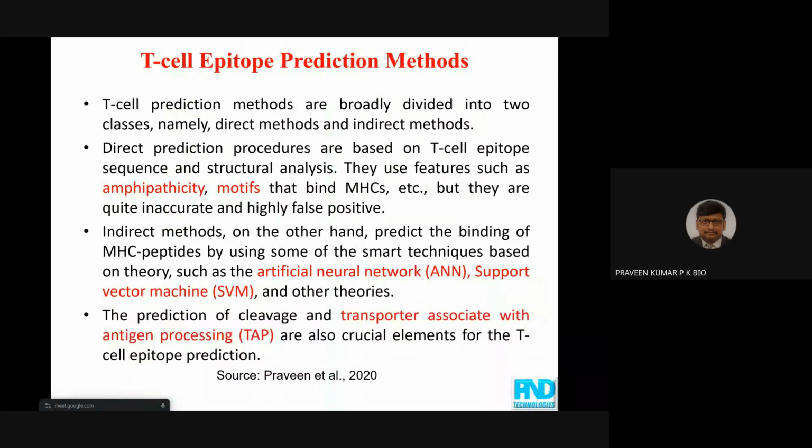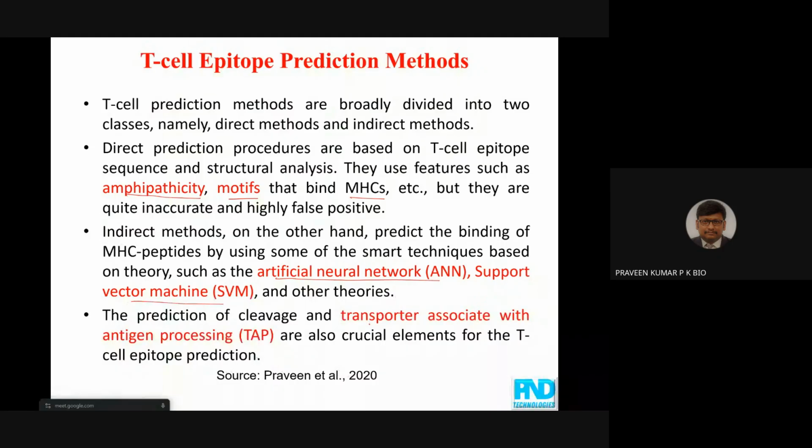So, T cell epitope prediction. How is this predicted in the software? It uses features such as amphipathicity and motifs that bind the MHC molecules. What makes the peptides bind with the surface of the MHC? Amphipathicity and motifs. Generally, machine learning techniques like ANN and support vector machine are used for predicting this binding of peptides on the surface of the MHC molecules.